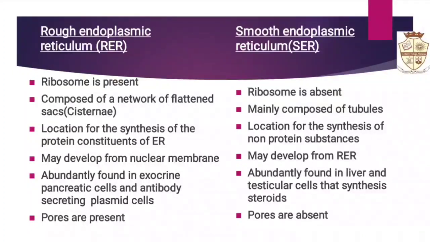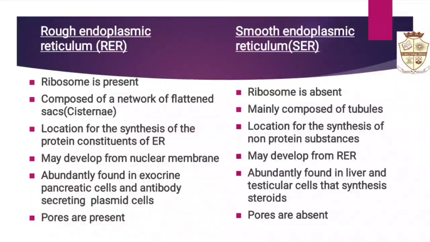The rough endoplasmic reticulum, which means the ribosomes are present, is composed of a network of flattened sacs, that is cisterna. It is a location for the synthesis of the protein constituents of endoplasmic reticulum. It may develop from the nuclear membrane, is abundantly found in exocrine pancreatic cells and antibody secreting plasma cells, and finally pores are present. Then move to smooth endoplasmic reticulum.